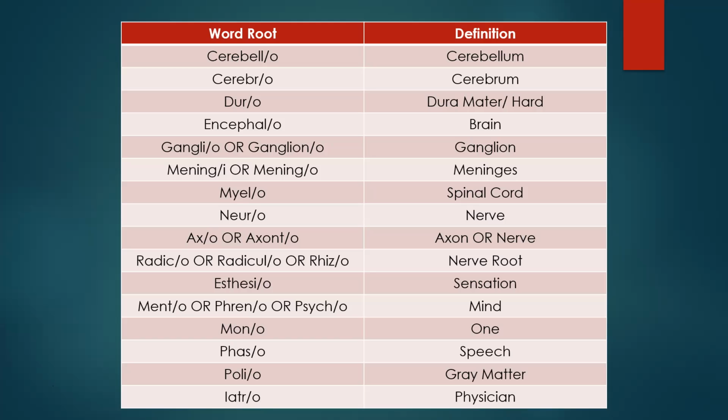Okay, so obviously we have terms like mento, freno, or psycho, which means mind. A term that I know we're all familiar with: if someone is schizophrenic, we definitely see that word right there, schizophrenic. Someone who has a psychotic break and/or an episode of psychosis, right? We know that. And then obviously, mono meaning one, phasal meaning speech.